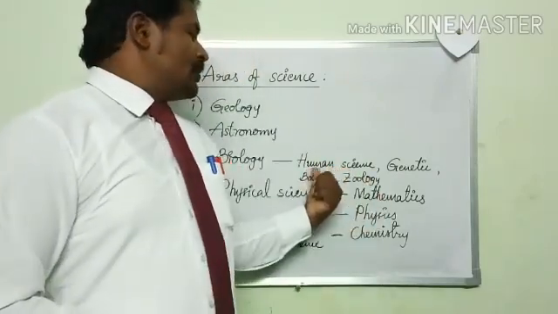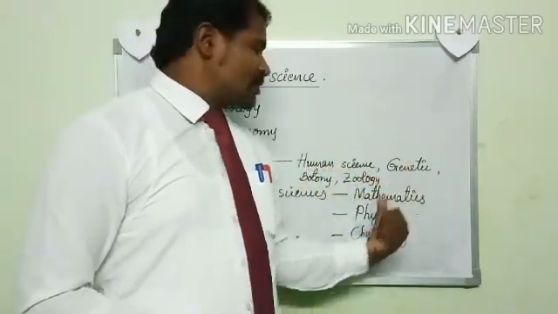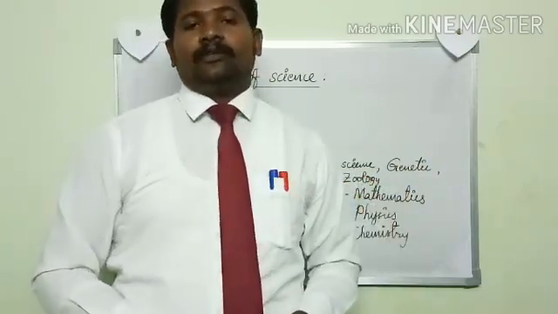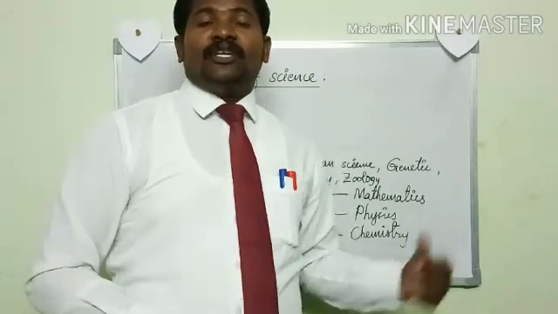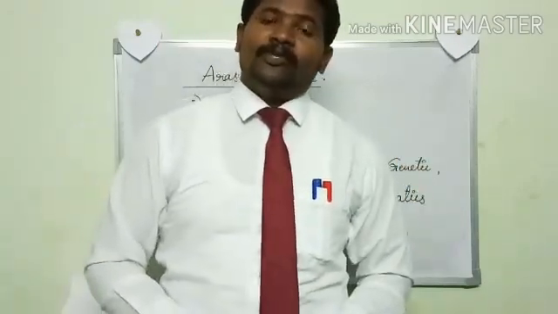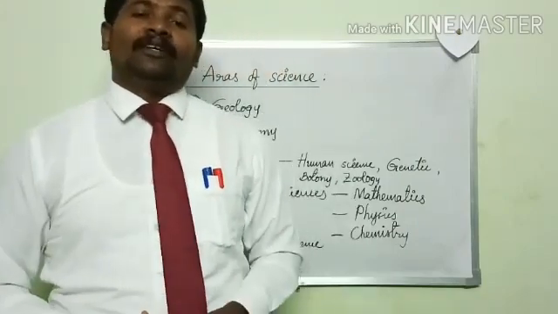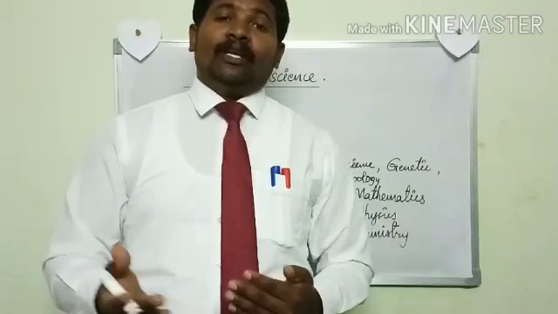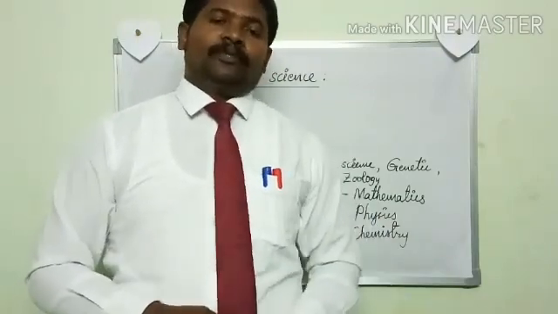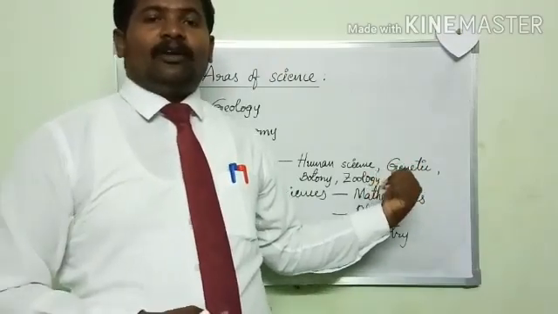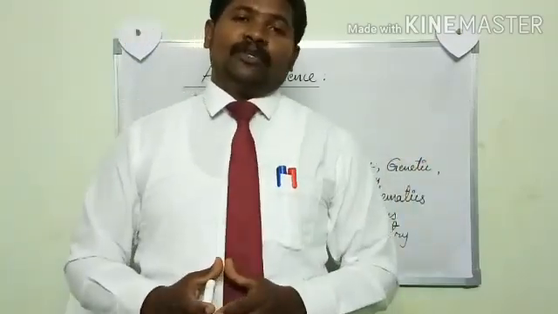Here, human science, genetic science, botanical science, geological science, and each and every branch, even biochemistry. Biochemistry is also one of the branches of science. Anyhow, that you will come to know under chemistry. Here, science. Under the science, what types of branches will we study?